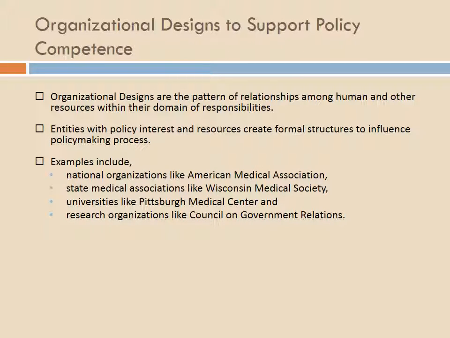Organizations and interest groups use their resources to enhance the policy competence of their members. Organizational designs are the pattern of relationships among human and other resources within their domain of responsibilities. These entities with policy interests and resources create formal structures to influence the policy-making process. Examples of the structures are national organizations like AMA, state medical associations, universities like Pittsburgh Medical Center, and research organizations like Council on Government Relations.